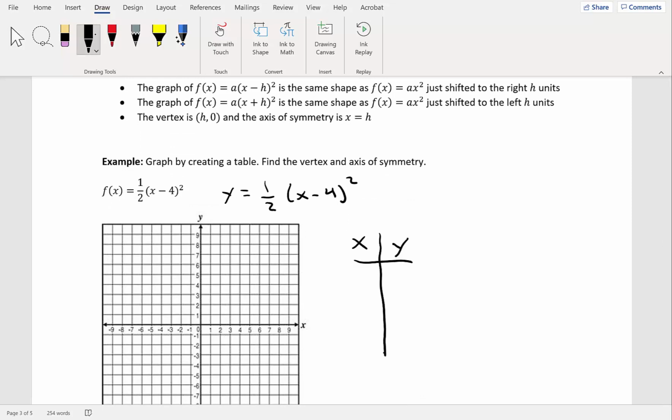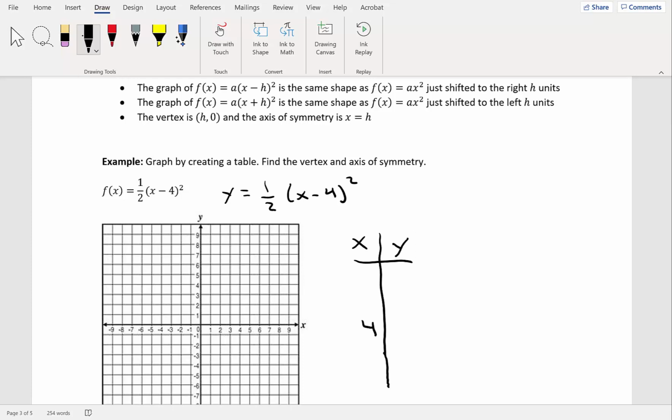Now, very first point that we need to find is the vertex. To find the vertex, it's whatever makes the x minus 4 squared part 0. So you have to figure out, okay, what can I plug in for my x in order for this to be 0? Well, if I plug in 4 for my x, I get 4 minus 4, which is 0. And I have 0 squared, which is 0, which is what I want. I want the squared part to be 0.